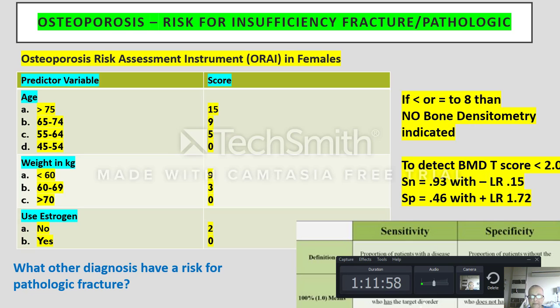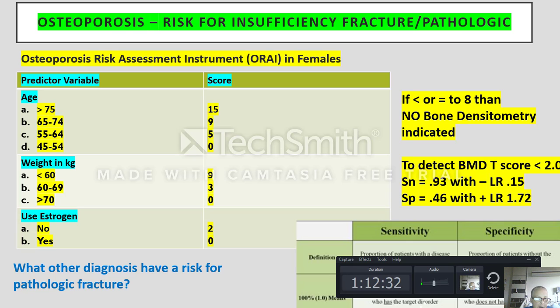So age predictor. I'm 49, so I would be in the D, and my score would be 0. So what does that mean? If less than or equal to 8, then no bone densitometry indicated.